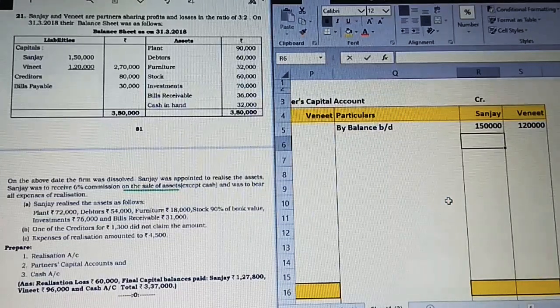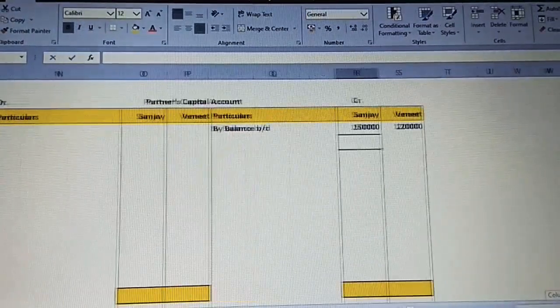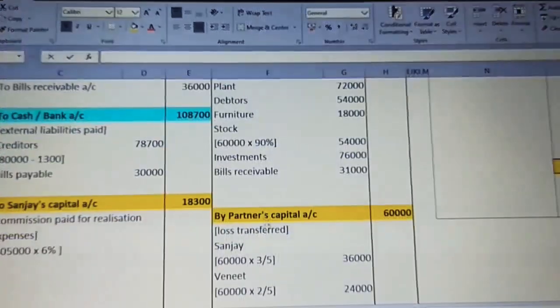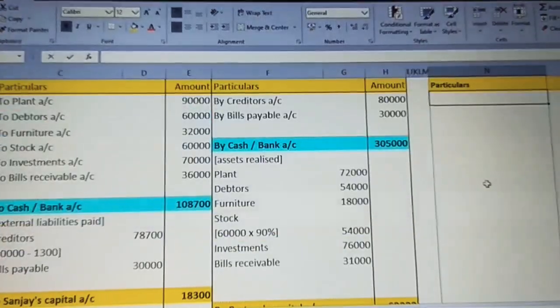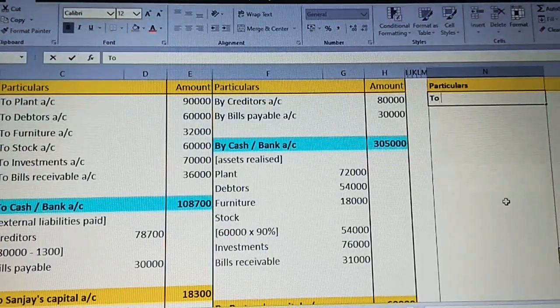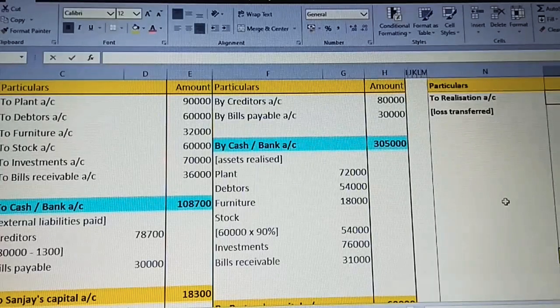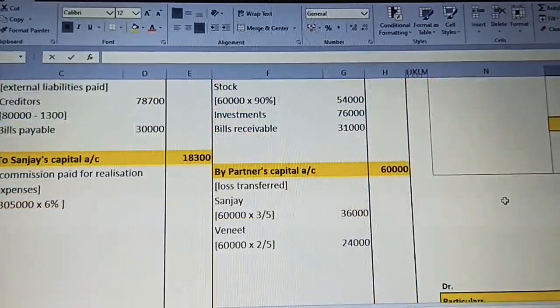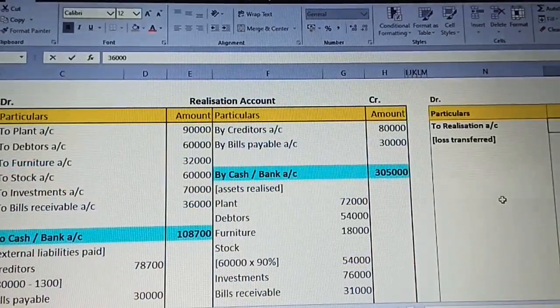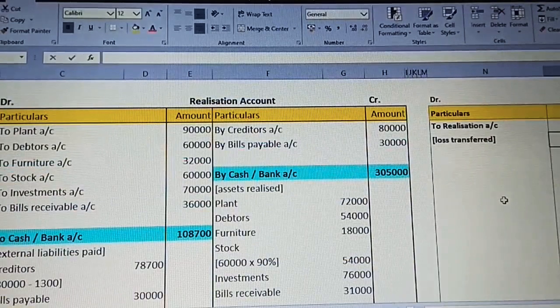Next, it's only one item, there is no reserve nor the profit and loss. So let us move on to the realization account and observe on the credit side we have loss transferred. So post it on the debit side to realization account, loss transferred. So what is the loss transfer? 36 and 24. So 36,000, 24,000 to be taken here.